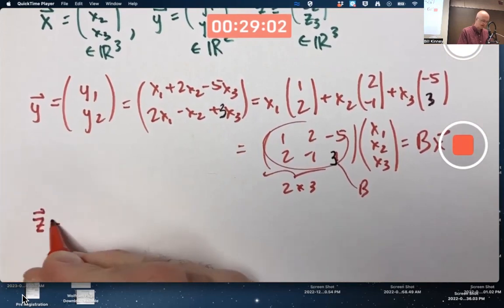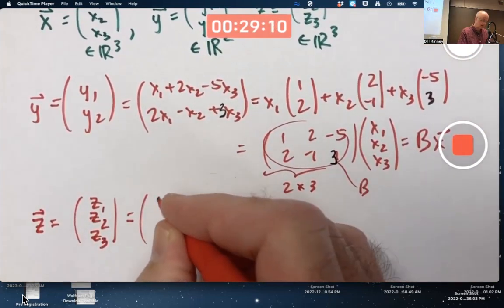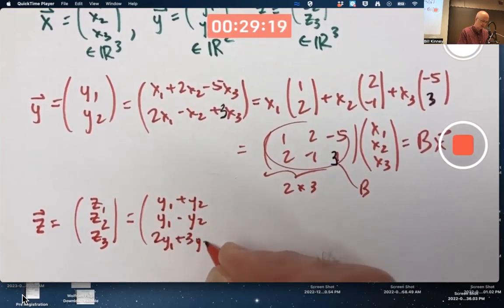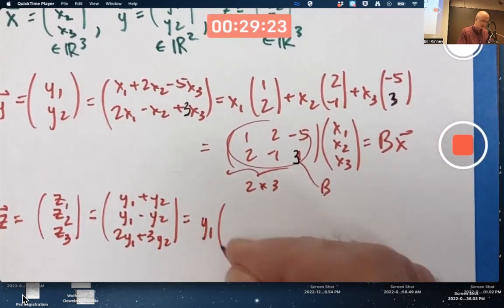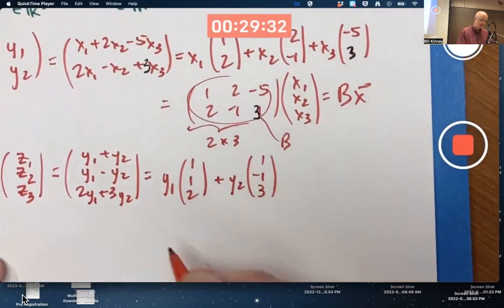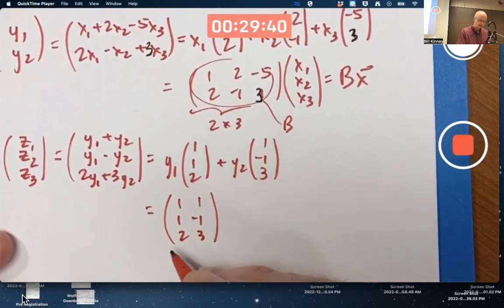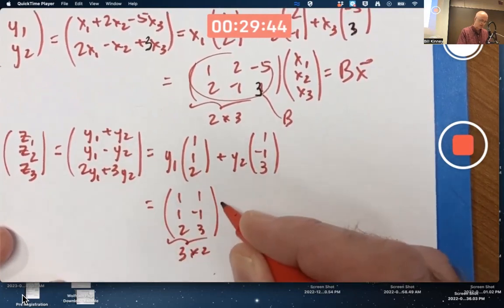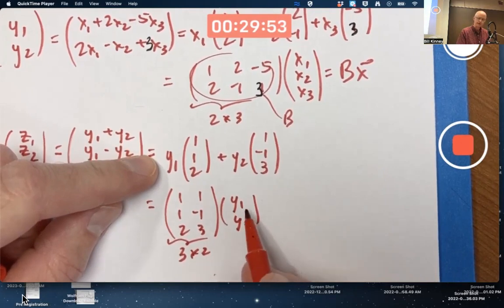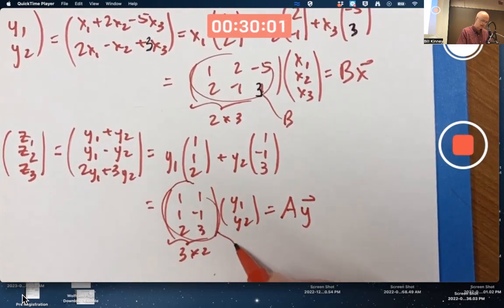What's the other matrix? Z is Z1, Z2, Z3. How does that depend on y1 and y2? Z1 is y1 plus y2. Z2 is y1 minus y2. Z3 is 2y1 plus 3y2. Split that apart into a linear combination of three-dimensional vectors. And you can write it like this. Being a linear combination like that, that can be represented as a matrix times a vector. This is a 3x2 matrix times a two-dimensional vector y1, y2. By definition of matrix times a vector, you get this linear combination of the columns with the entries of the vector as the weights. I'll call the matrix A here. So this thing here is A.